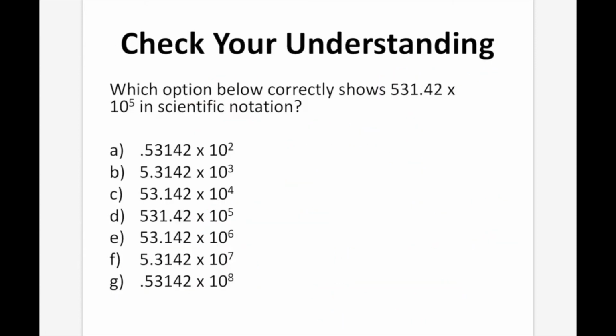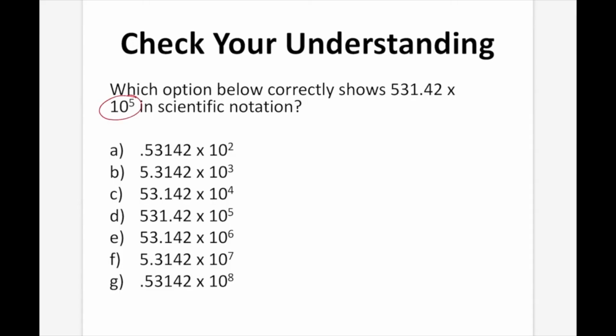Check your understanding. Which option below correctly shows 531.42 times 10 to the 5 in scientific notation? Pause the video and try it out. So we're going to take the times 10 to the 5 off of the side. We're going to say plus 5. Then we're going to deal with 531.42.